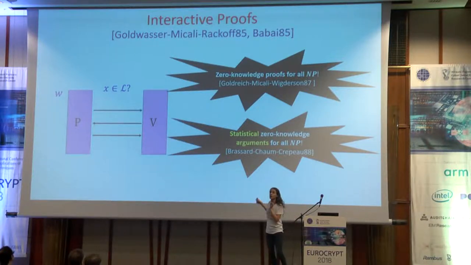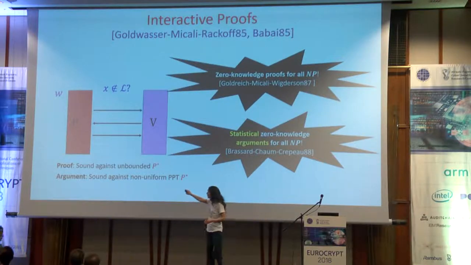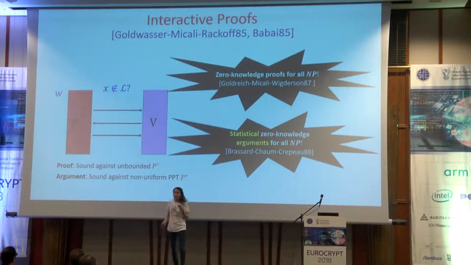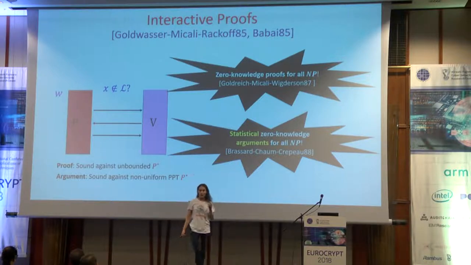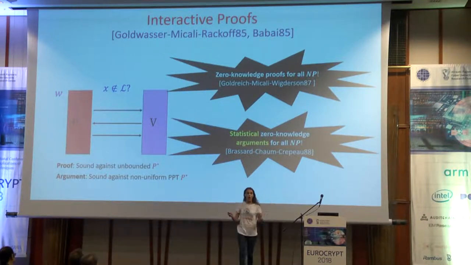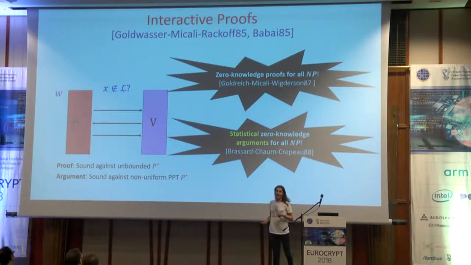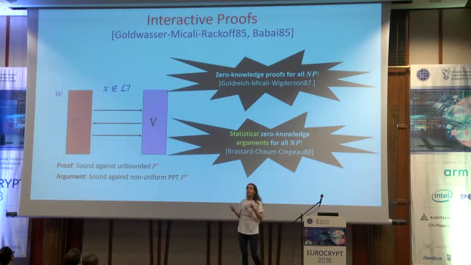However, note that to get statistical zero knowledge, we need to relax from interactive proofs to interactive arguments. In interactive proofs, you're sound against unbounded cheating provers, whereas in interactive arguments, the soundness condition is only against computationally bounded cheating provers. So if you're willing to rely only on computational soundness, you can get statistical zero knowledge for all of NP. Fabulous. What do we want to do, though? This is fantastic. The only problem is it requires interaction. The focus of this work and of previous work was to try to reduce the amount of interaction needed.